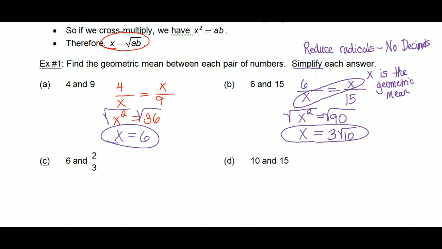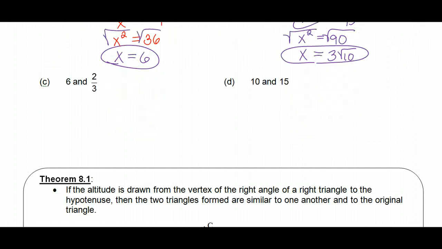All right, any questions there? All right, 6 and 2/3. So we have 6 times 2/3. What do we get when we multiply 6 times 2/3? 4? Yeah, it's 4. So x equals, right, when we take the square root, we just get 2.